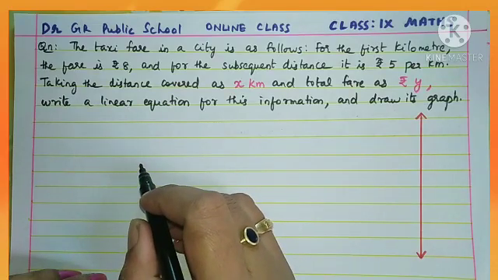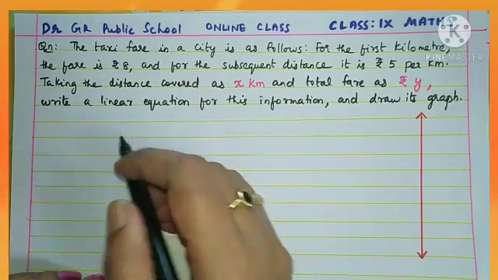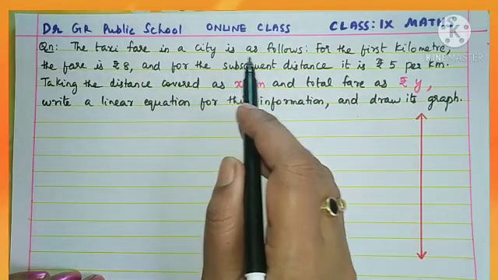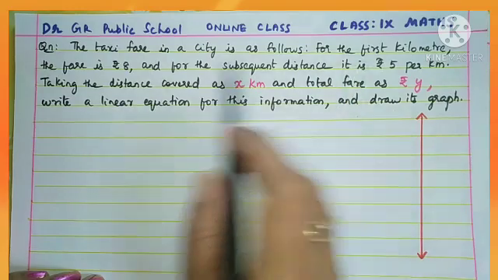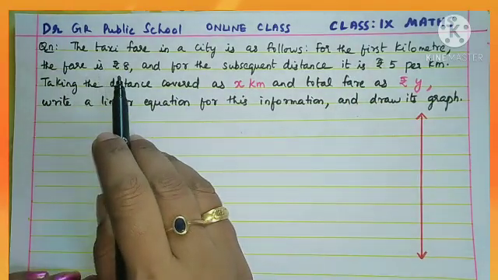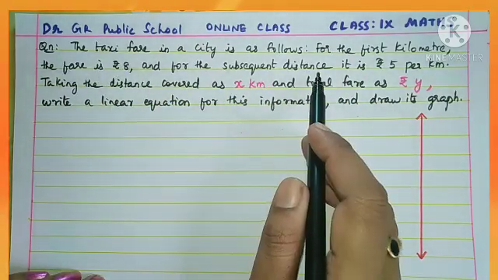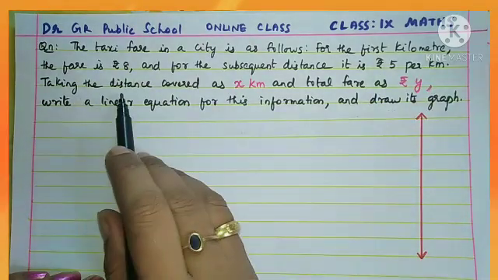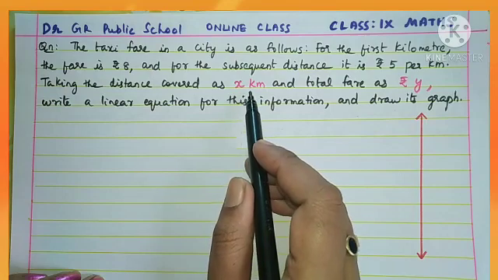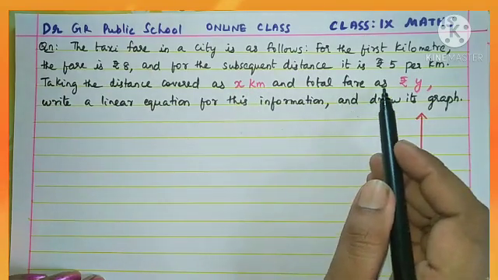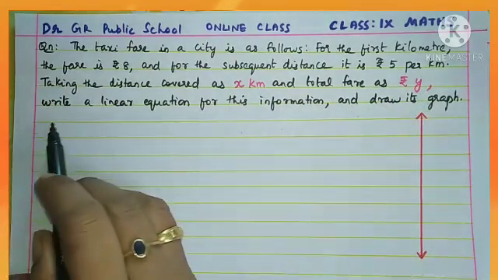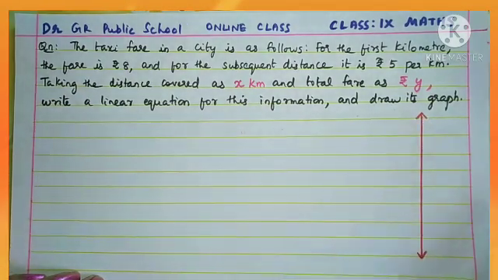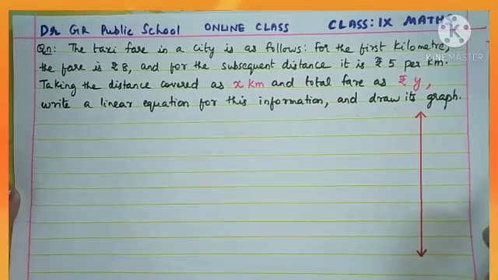This is a word problem in linear equation. Please listen. The taxi fare in a city is as follows. For the first kilometer, the fare is rupees 8 and for the subsequent distance, it is rupees 5 per kilometer. Taking the distance covered as x kilometer and total fare as rupee y, write a linear equation for this information and draw its graph. Did you understand anything?